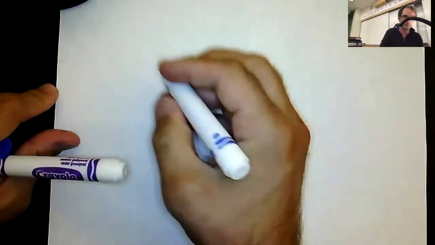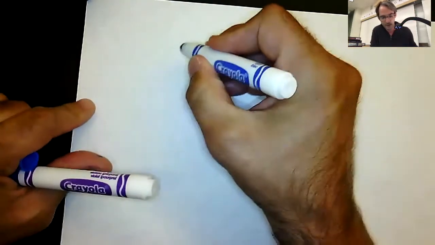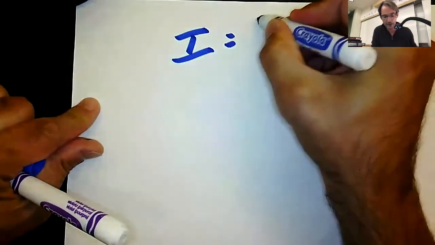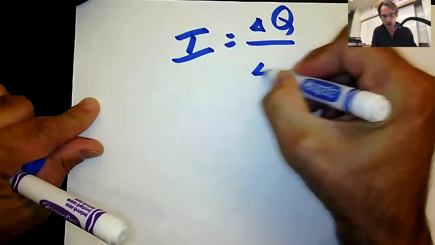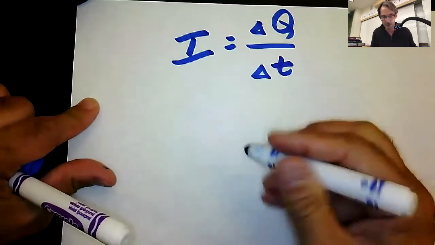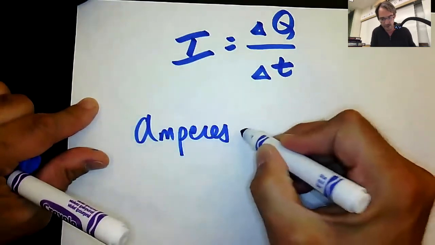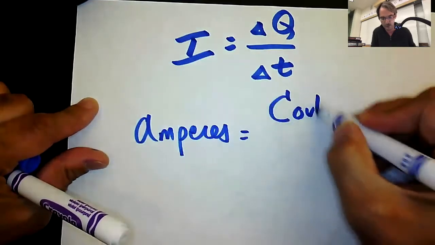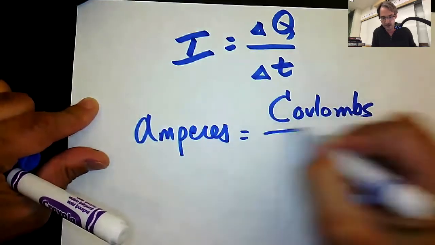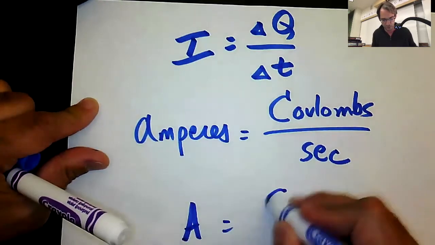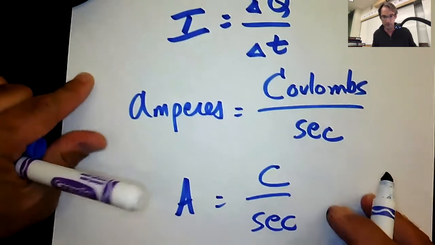I'm going to write my equation in symbols. I is equal to delta Q over delta T. I'm going to write my equation in sort of SI units, the metric system units. Amperes is coulombs per second. Okay. In abbreviation, that's amps is coulombs per second, like that.